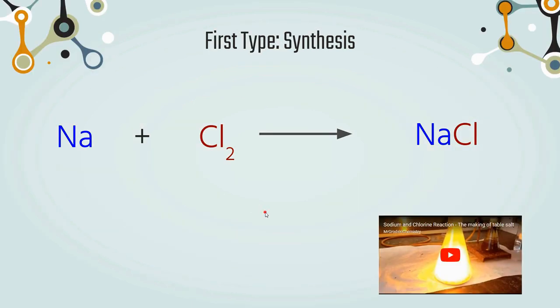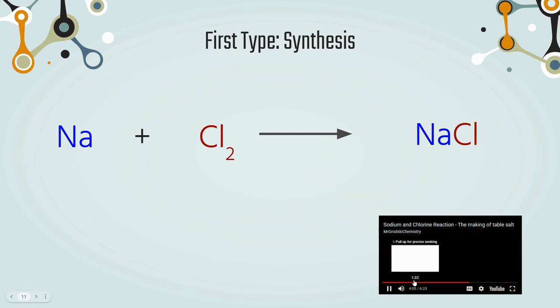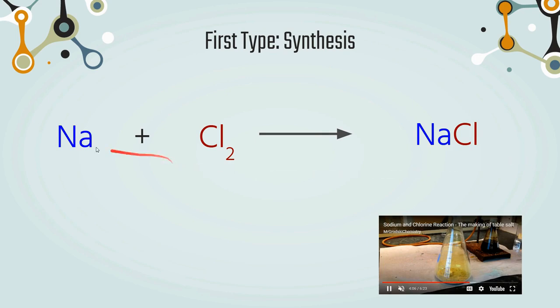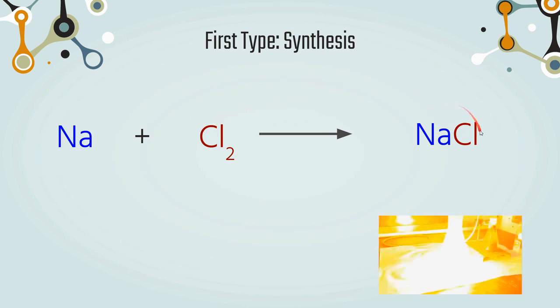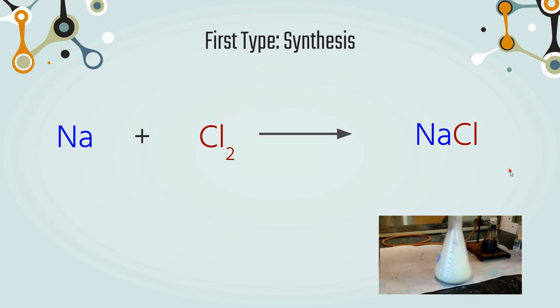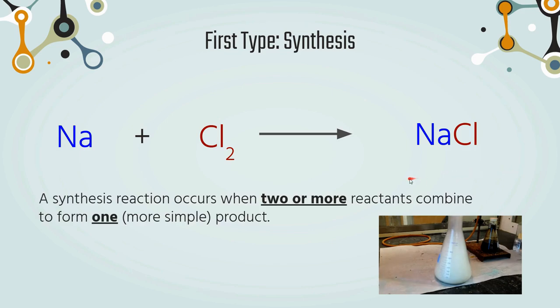Our first type of reaction is a synthesis. And on the last screen, I actually showed you this in this video. This video is taking sodium, this Na, and adding it to Cl, or chlorine, to make sodium chloride. And that's what a synthesis reaction is. It's when 2 or more reactants combine just to form one product. So I see this Na over here, one reactant, combining with a second reactant, and making that product, NaCl, on the right.